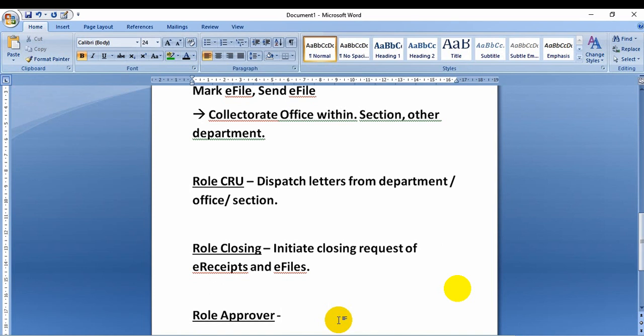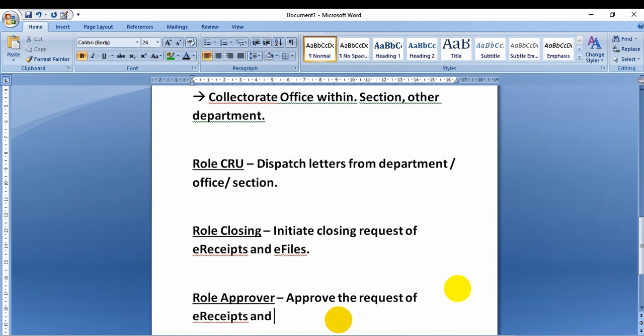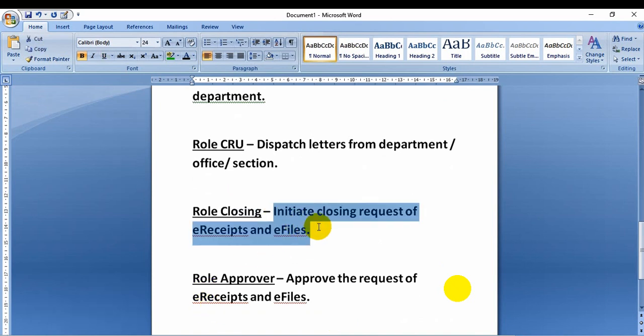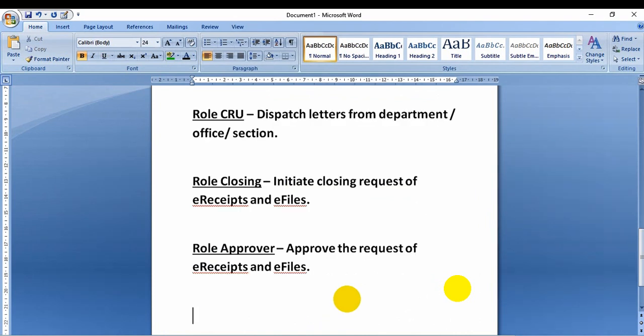So I will write here: approve the request of e-receipts and e-files. Okay, means the person who was role closing will send it to the person who is role approver, and he can approve and close it simply. Okay, now the next role that comes is role draft approval. Okay, the person who has role draft approval assigned, what all work can he do?